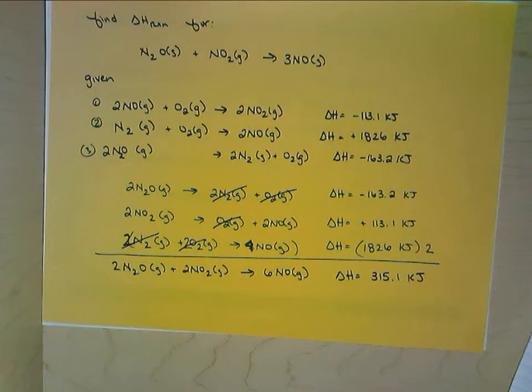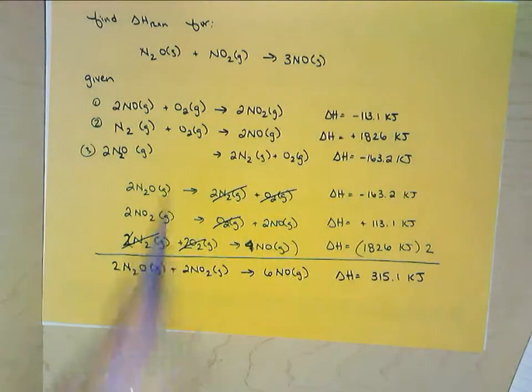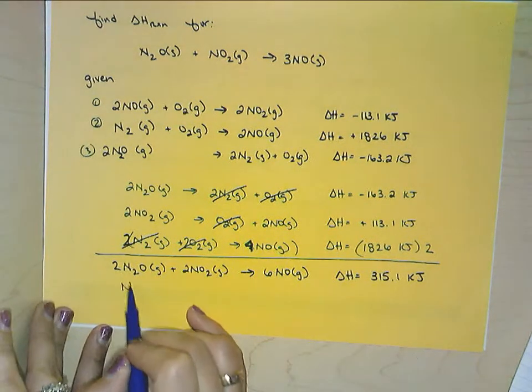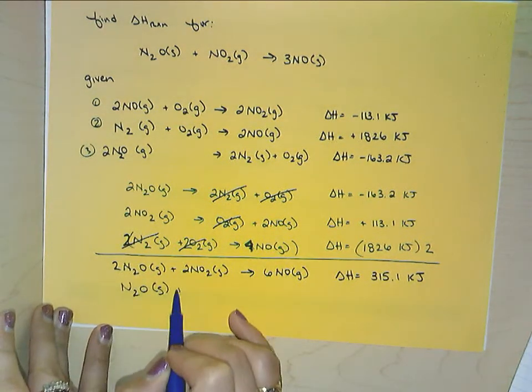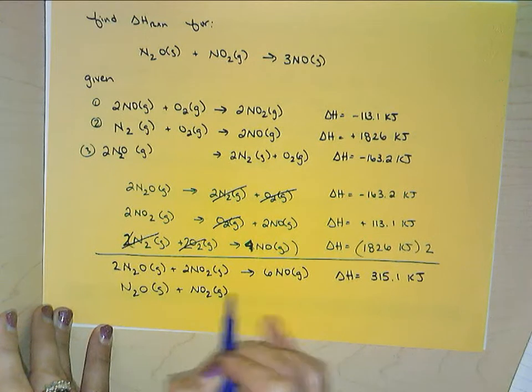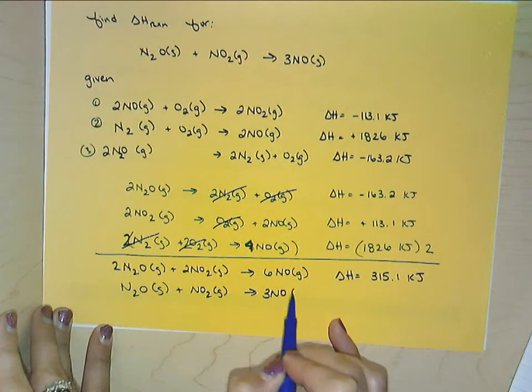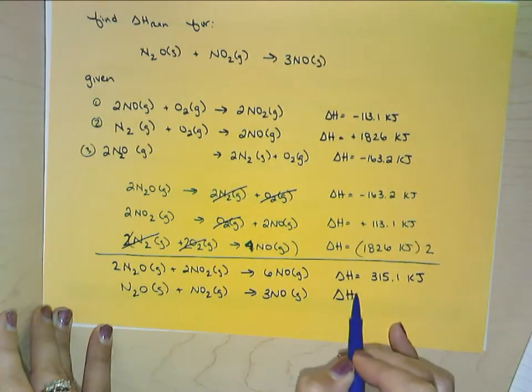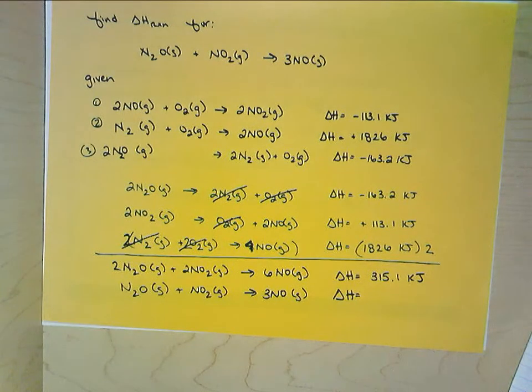Am I where I want to be? Is this the final reaction I actually want? No, because I wanted 1, 1 to 3. I'm at 2, 2 to 6. How do I get from where I'm at to over here? Divide by 2. If I divide by 2, what do I do to my delta H? Divide by 2 also.